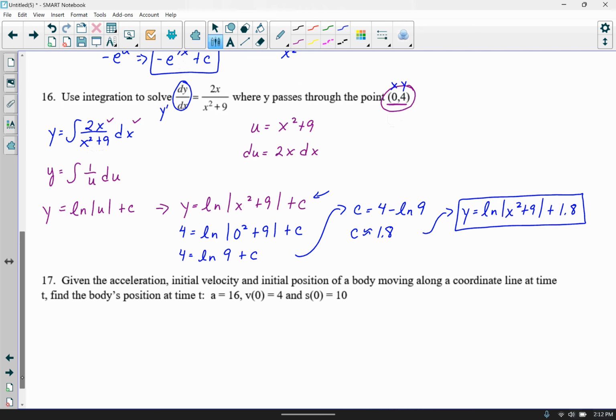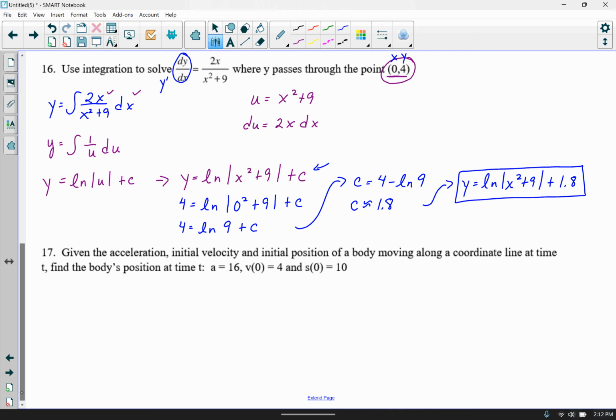All right, so then we'll come on down to example 17. In example 17, it says, given the acceleration, initial velocity, and initial position of a body moving along a coordinate line at time t, find the body's position at time t. So here they're telling us the acceleration is equal to 16, initial velocity is 4, initial position is 10. They didn't put any units on this, but we will just go with what we have here without worrying about our units.